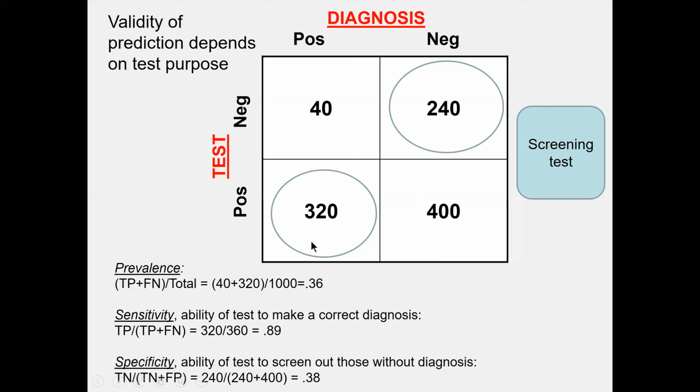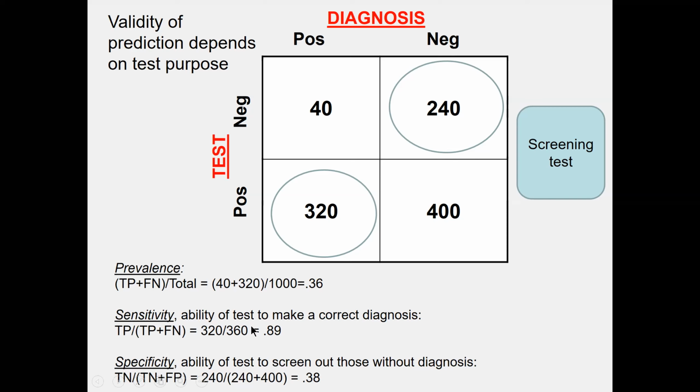First of all, your prevalence is, very briefly, simply how many people in the population of 1,000 actually have the diagnosis. So it's these two values out of the total people, 36%. So 36% of people in this population have, in this case, a hearing problem. Prevalence is important because if you're looking at a rare disease with a low prevalence, all the rest of your statistics can be an issue.